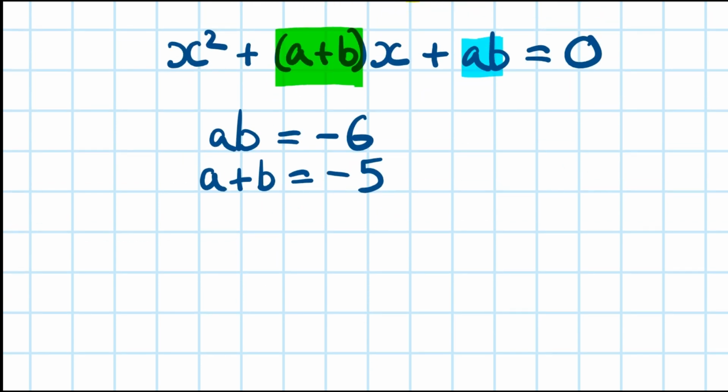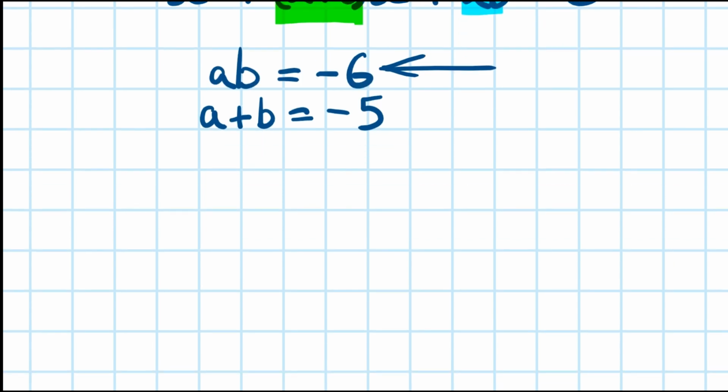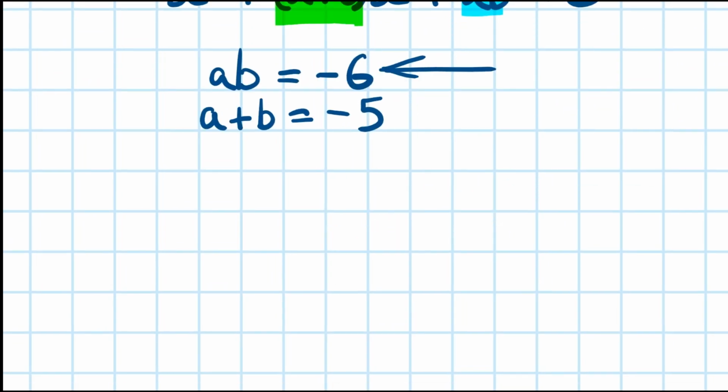So we've got two options here for figuring out a and b. We could try and figure out two numbers that add to make minus 5, okay? But as you can probably guess, there's a whole load of numbers that we could use to try and do that. However, if we think about the numbers that multiply to make minus 6, we've got a far easier job, okay? So we're going to have a go at doing that, and we basically just need to write out the factors of minus 6.